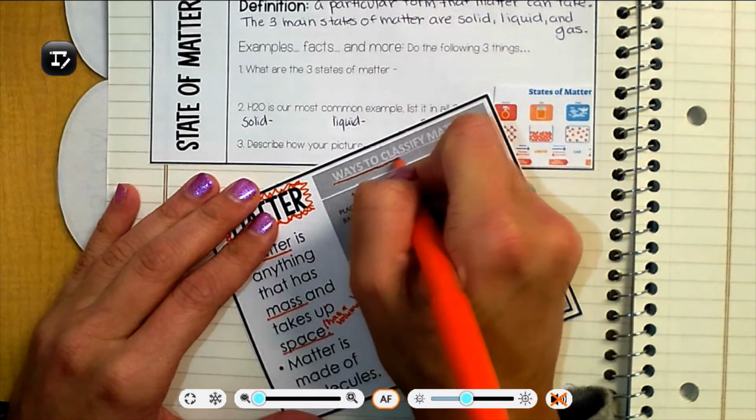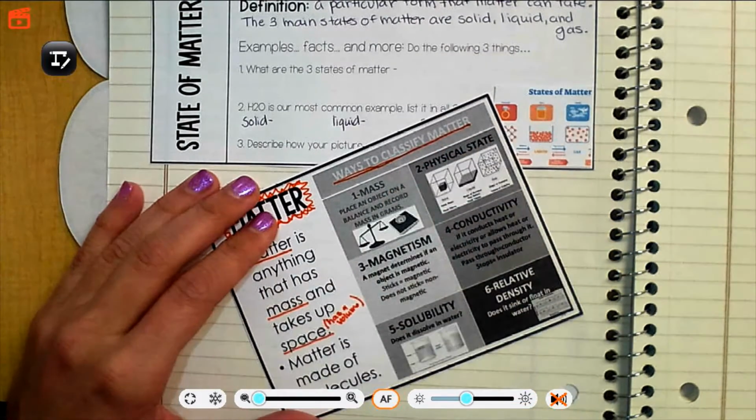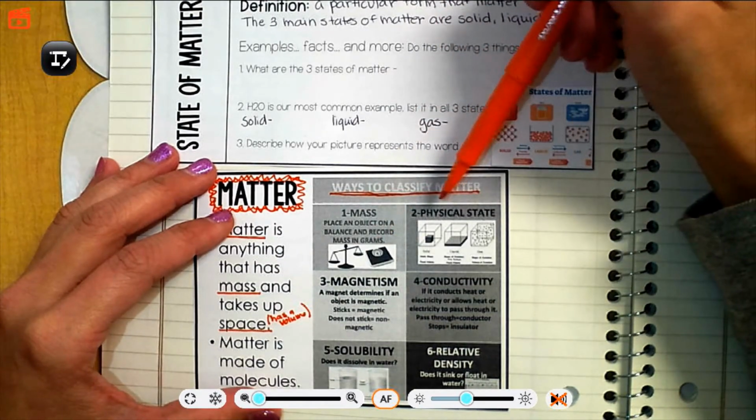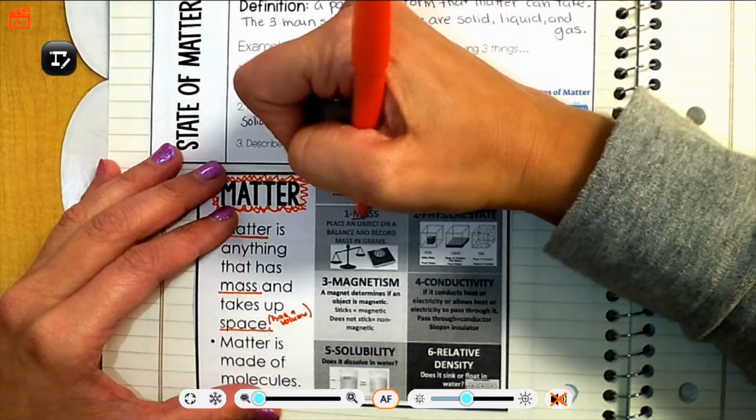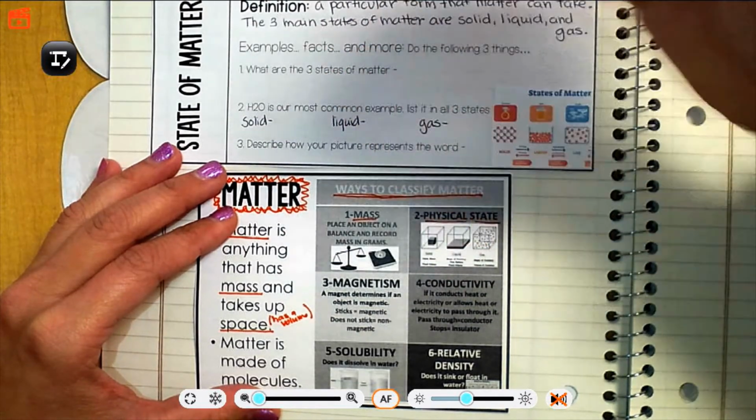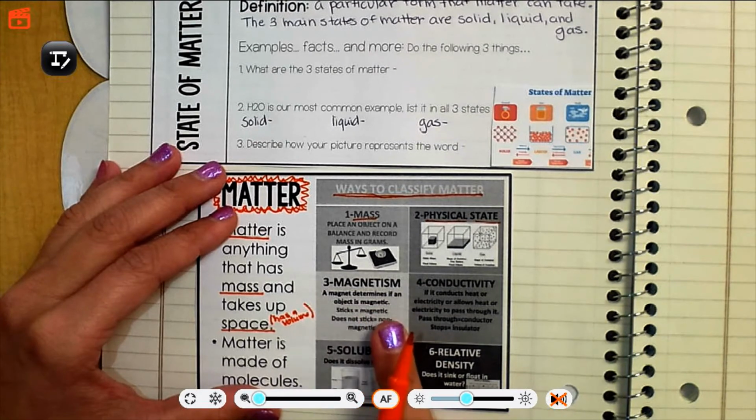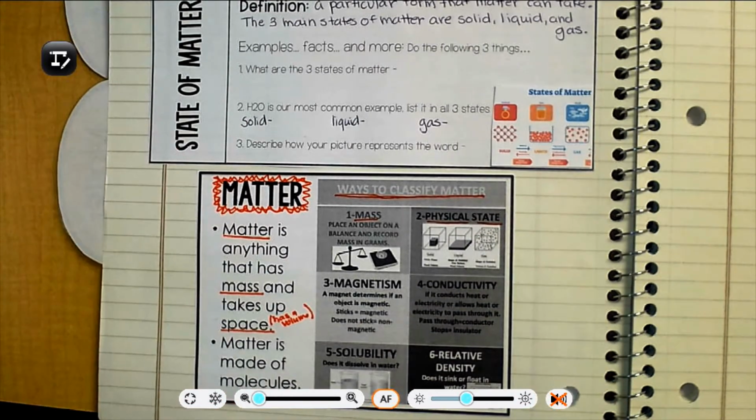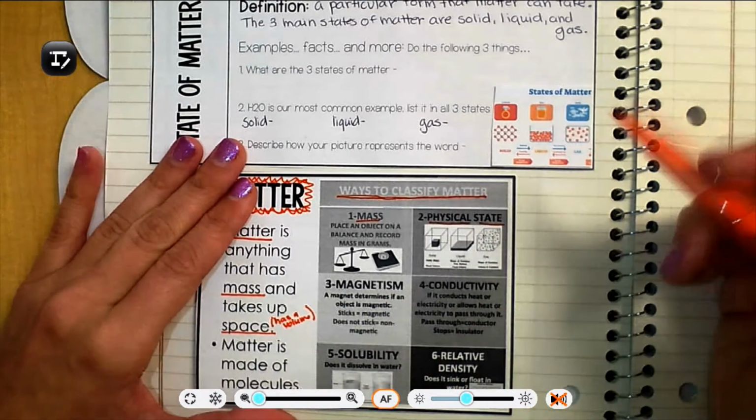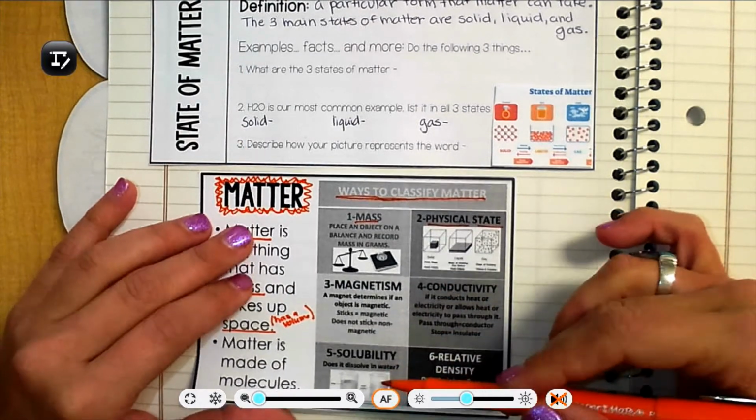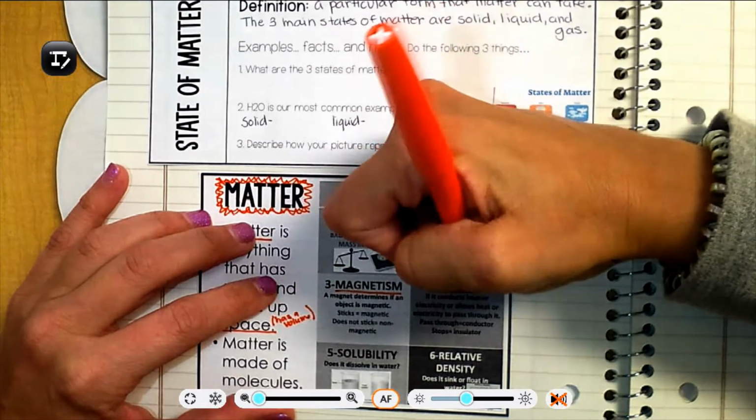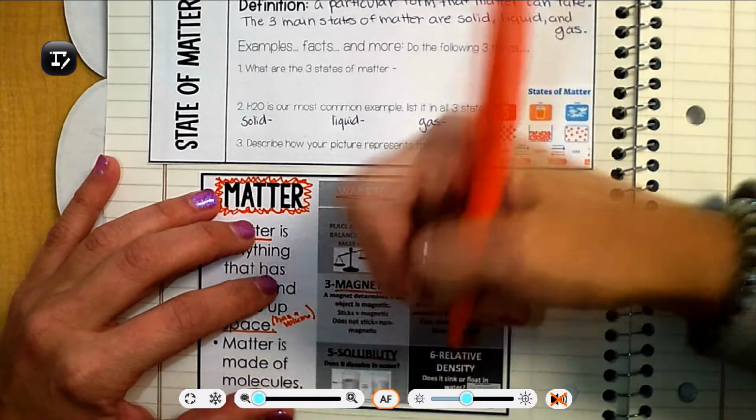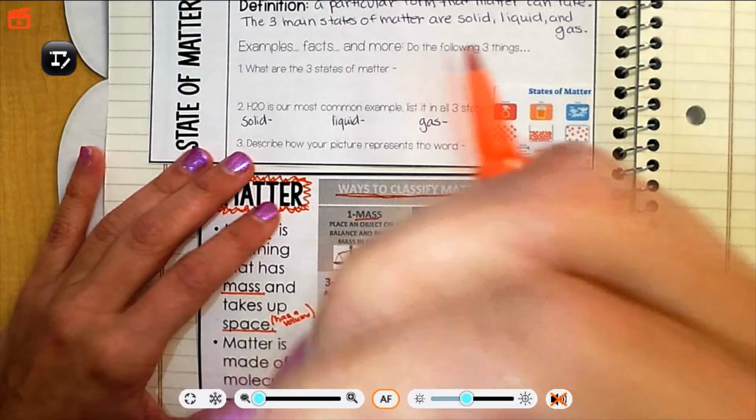So, ways to classify matter. Classify means to sort out scientifically. So we can sort it out by its mass, by figuring out how much it weighs, what physical state it's in, if it's a solid, a liquid, or a gas, if it's magnetic or not magnetic, so magnetism, conductivity, so that's if it conducts heat or electricity, so if it will hold heat or if it will help electricity pass through it. Solubility, let me underline those 2 words. So solubility means will it dissolve in water? And relative density, so that's going to be relative to water. So if I put an object in water, is it going to float or is it going to sink?